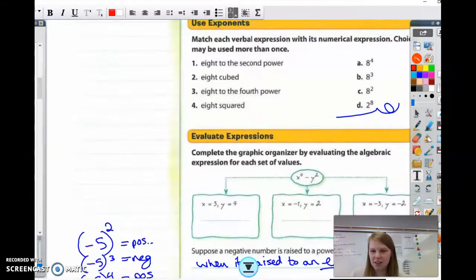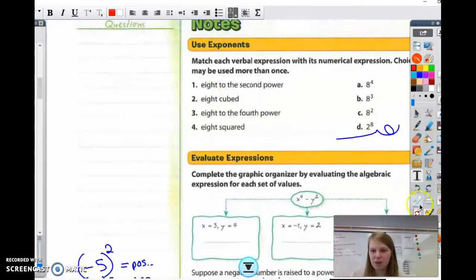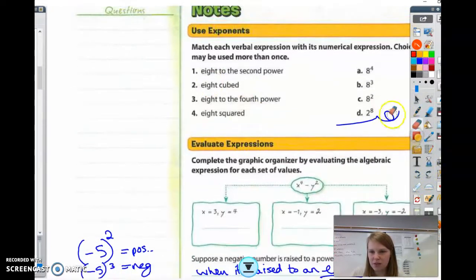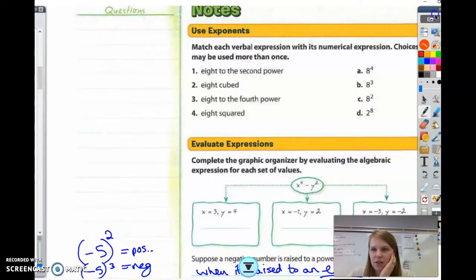Let's see. So looking at this part here, I went a little crazy with this in class. Let's erase that. So this part here, this says match each verbal expression with its numerical expression. So let's see if we can determine this together. It says choices may be used more than once. Ooh, it's always trickier when they do that to us. That's fine. So this says 8 to the second power.